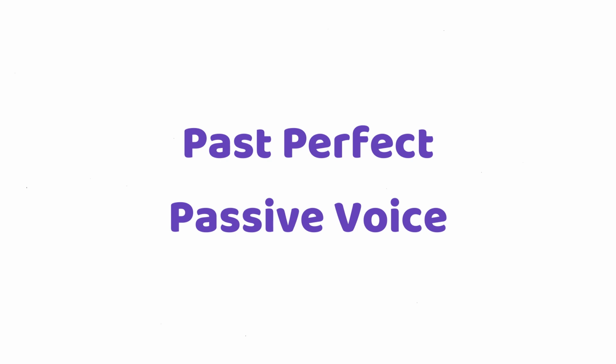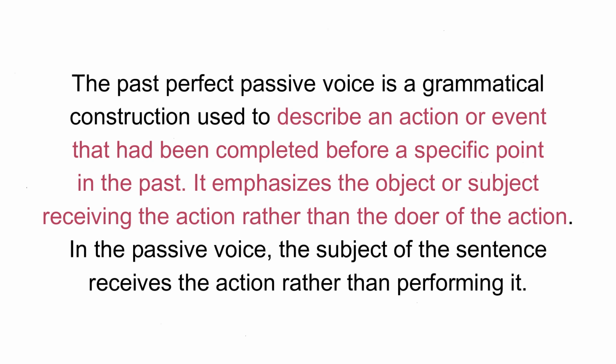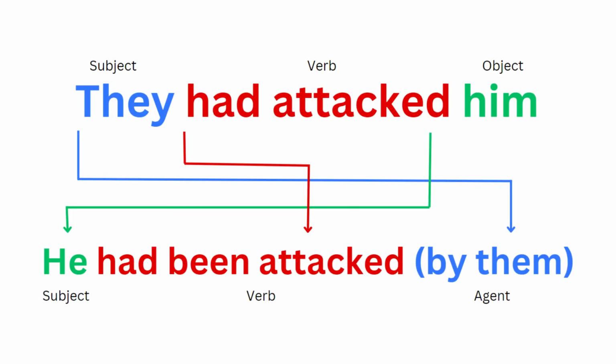Past perfect passive voice. In the story you heard, she had been invited to the party. The past perfect passive voice is a grammatical construction used to describe an action or event that had been completed before a specific point in the past. It emphasizes the object or subject receiving the action rather than the doer of the action. In the passive voice, the subject of the sentence receives the action rather than performing it. Past perfect passive voice structure.